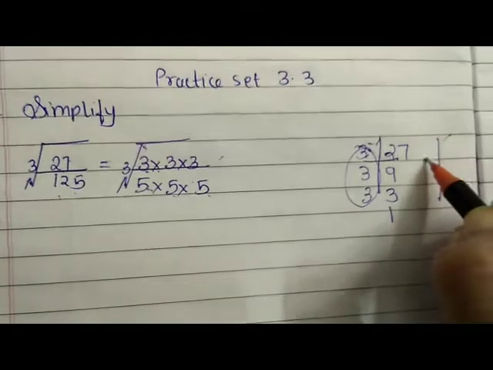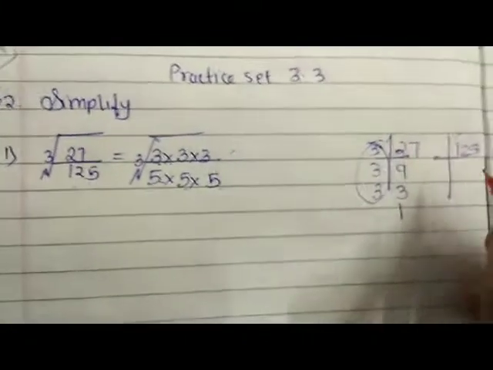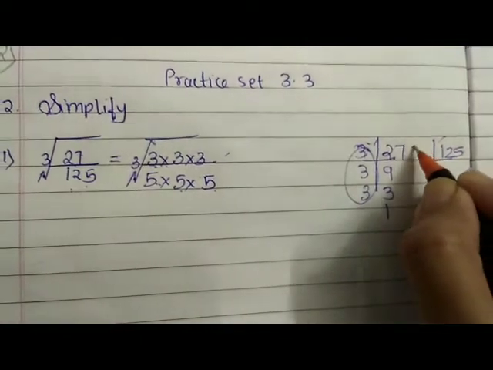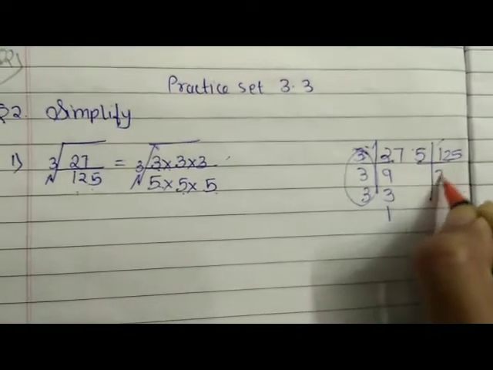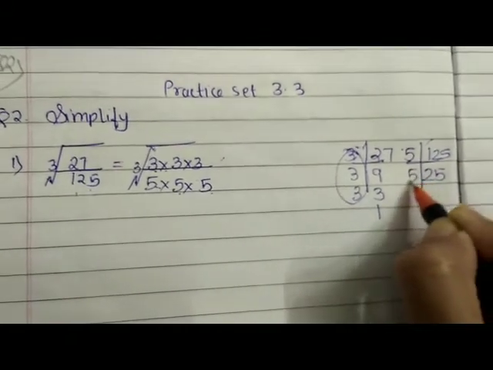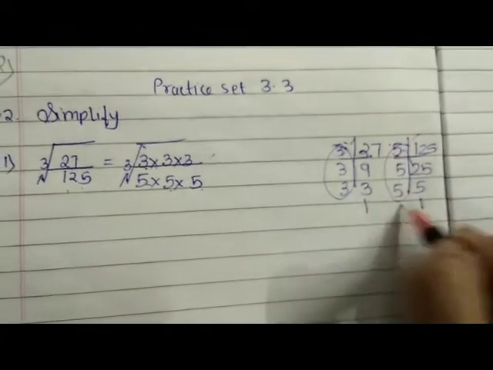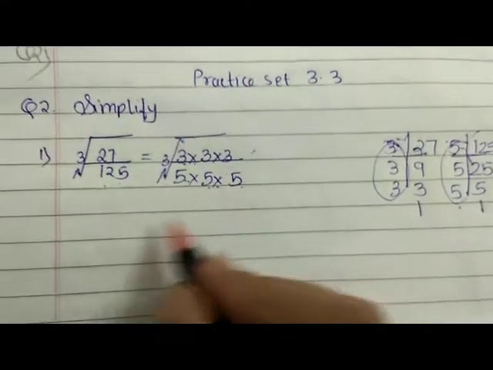Now the same for the denominator, that is 125. So we will find out the factors of 125. 5 2s are 10 and then 5 25s are 125... 5 5s are 25, then again 5 5s are 25 and 5 1s are 5. So these are the factors of 125. So similarly you can write it down over here.